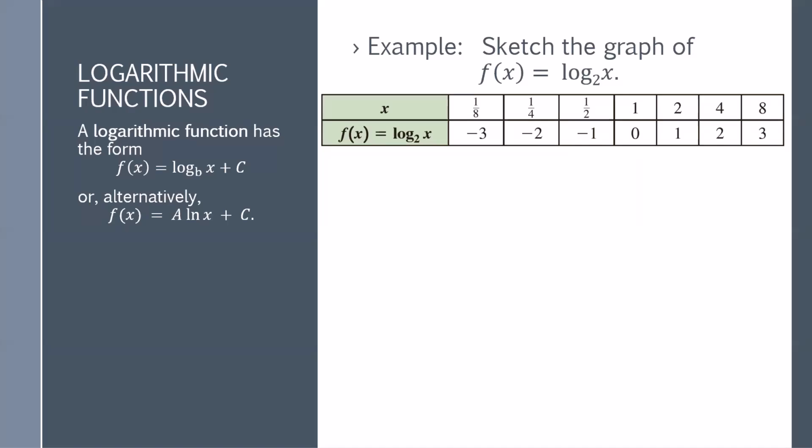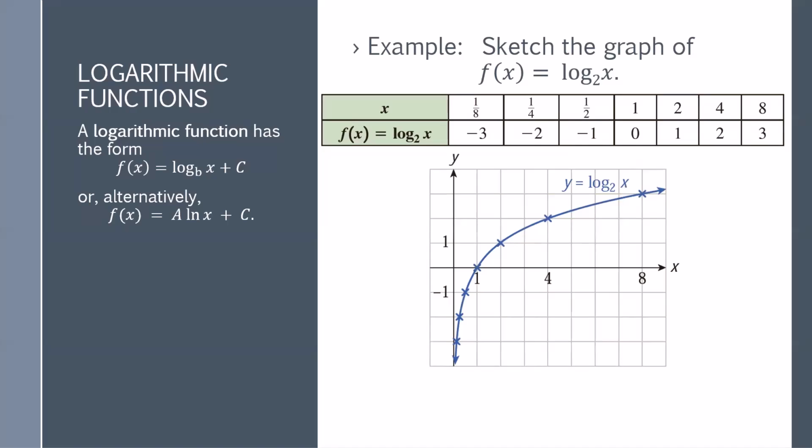So we take base 2 log of x equals -3, -2, -1, 0, 1, 2, 3. So for example, if we take log base 2 of x is equal to 3, that means that x is equal to 2 to the 3, or 8. If we take log base 2 of x equals 2, that means 2 to the 2 is equal to x, or 4 is equal to x, and so on. Using this table of values, we can construct a graph of the base 2 log of x.